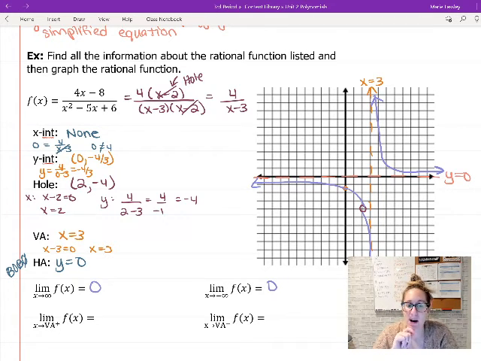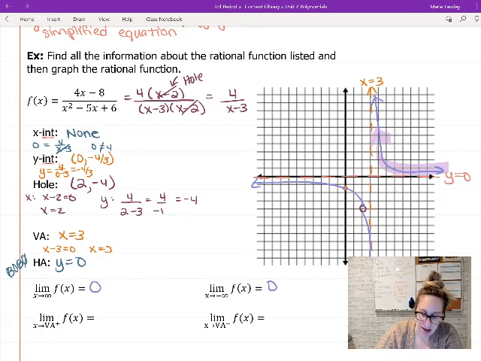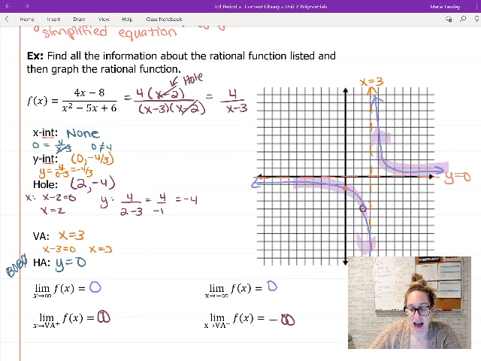All right, now as x approaches my vertical asymptote from the positive direction, I see that my graph approaches and then turns up. So I would say that my limit as x goes to the vertical asymptote from the positive numbers is positive infinity. And then on the other side, as x approaches from the negative direction, I notice that my graph is going to go down. So I would say that the limit as x goes to the vertical asymptote from the negative direction is negative infinity. That is it for that problem.